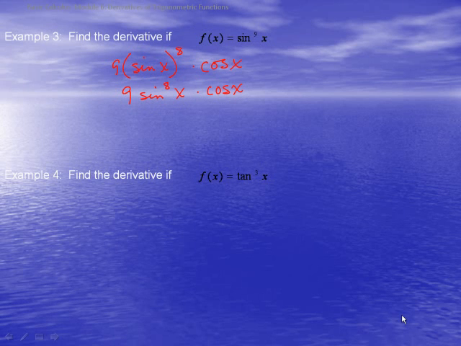In example 4, again, we're going to use the chain rule with tangent cubed of x. So remember that tangent cubed of x is the same as tangent x to the 3rd power. So f prime is going to be equal to 3 times the tangent of x to the 2nd power times the derivative of the inside. And the derivative of tangent will be equal to secant squared x. Okay, and so now let's fix this up. That'll be 3 tangent squared x times secant squared x.